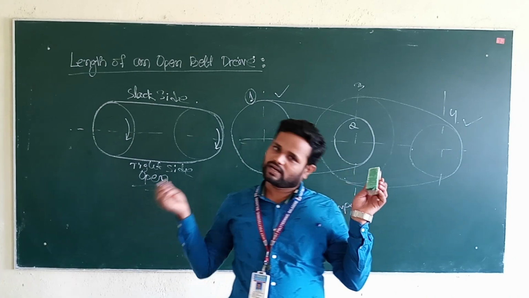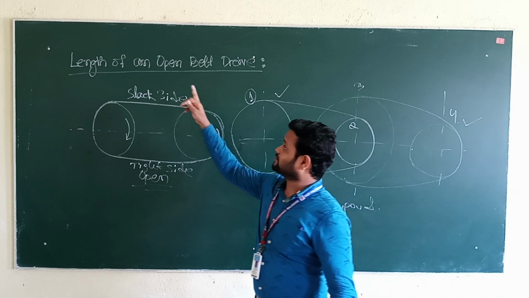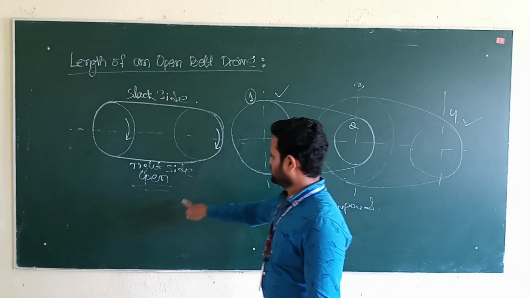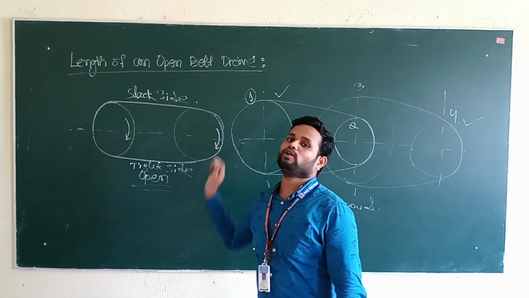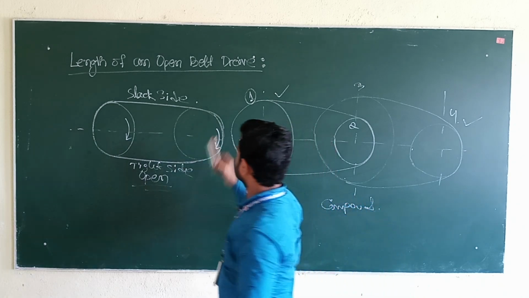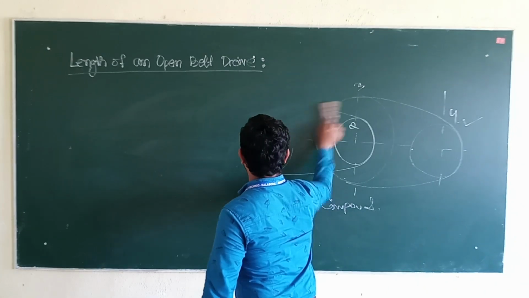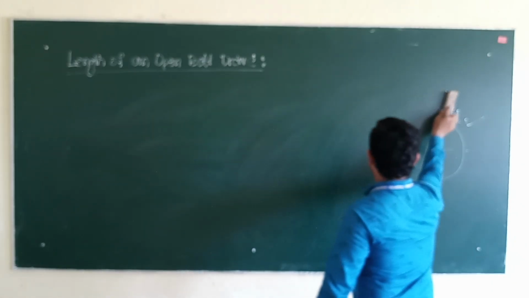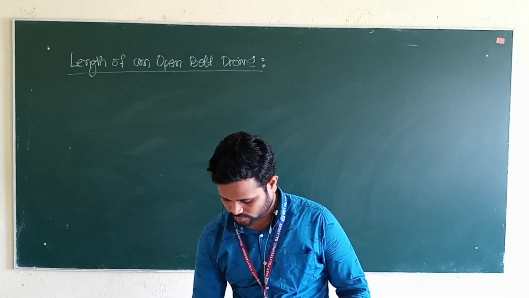So these things we have already discussed in the class. Now we will discuss what is the length of an open belt drive. Here you will see this is an open belt drive. Now we will calculate the length of an open belt drive. So before going to the length of an open belt drive, first we will draw the open belt drive diagram carefully.